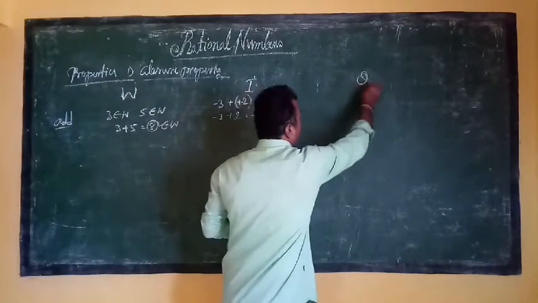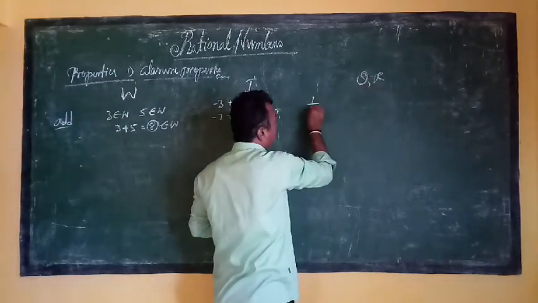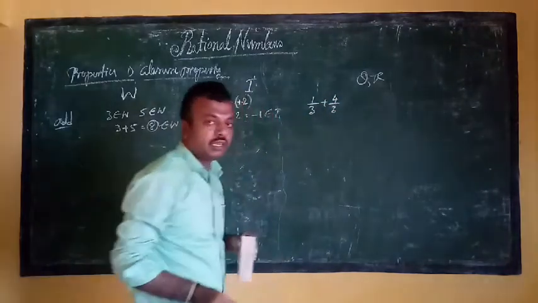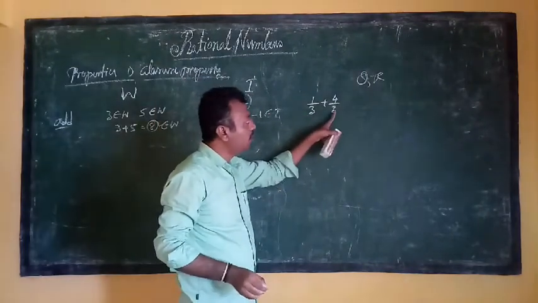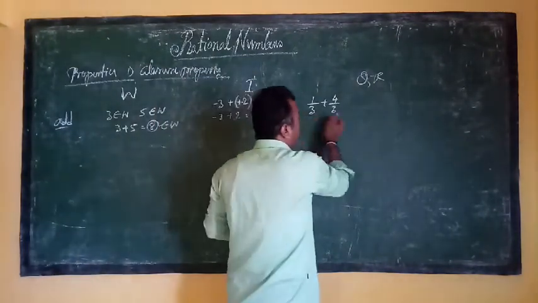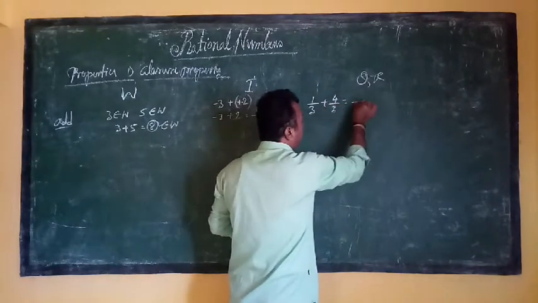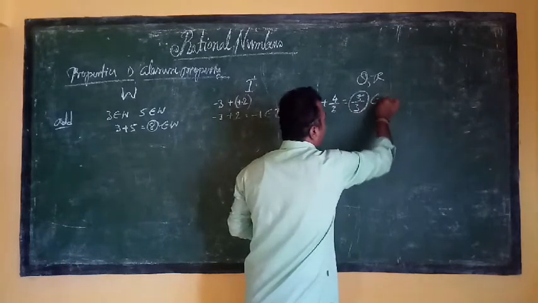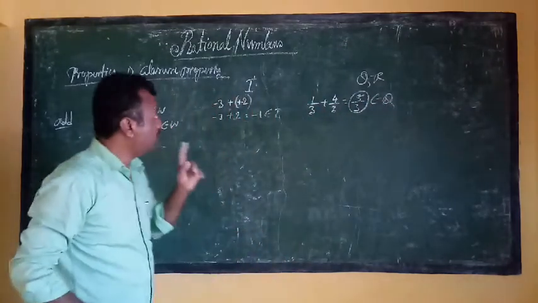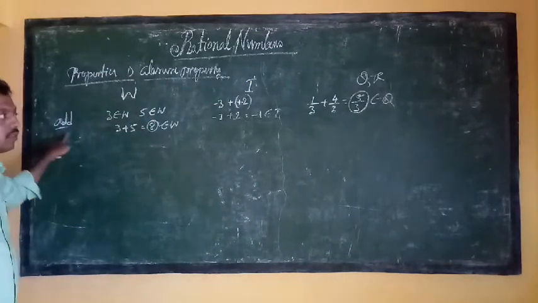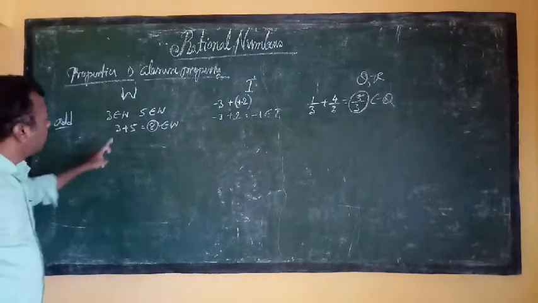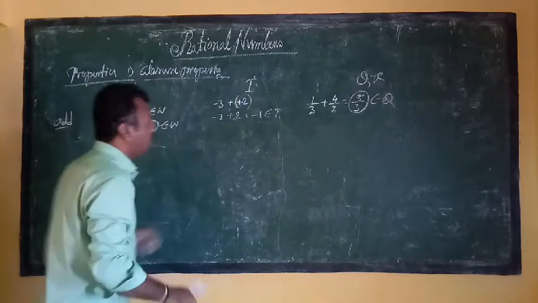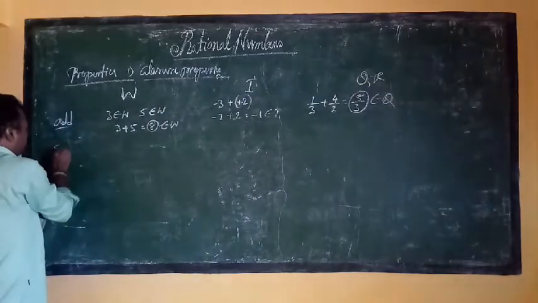And then rational numbers. One example: 1 by 3 plus 4 by 3. 1 by 3 is one rational number, 4 by 3 is another rational number. So I will do the addition. The denominators are the same, so add the numerators. 4 plus 1 becomes 5 by 3, which belongs to the rational numbers. Therefore, closure property is satisfied under addition for rational numbers. Understand? Whole numbers, integers, and rational numbers are all satisfied. And the next operation, subtraction.